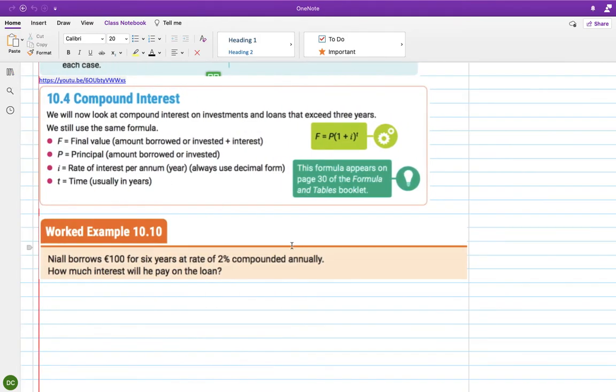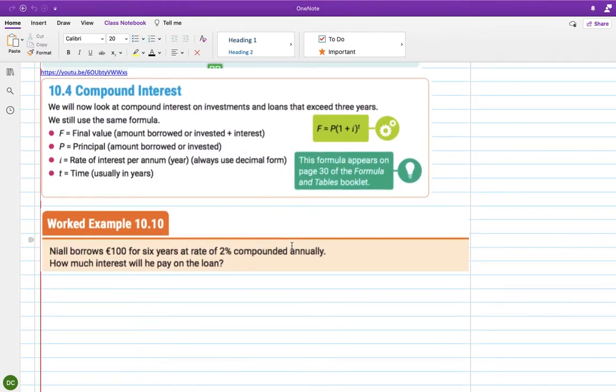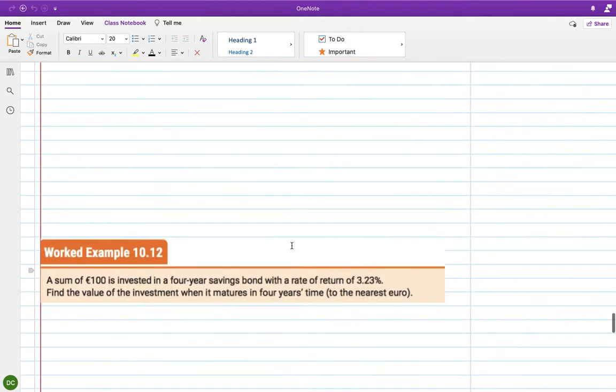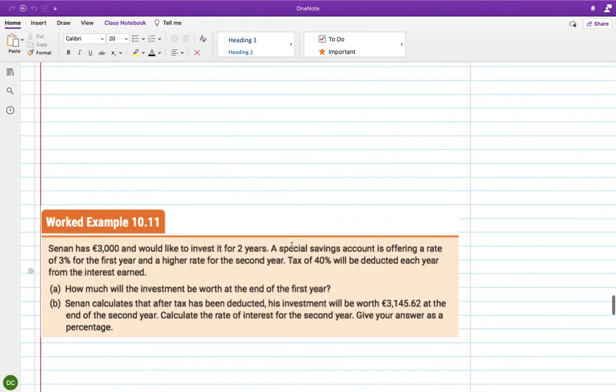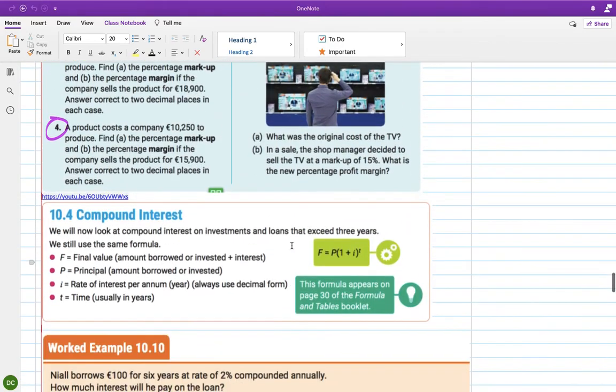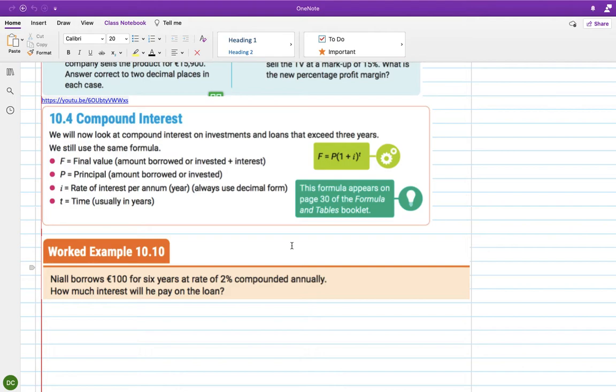Right, so last thing here in this chapter is compound interest. So we did this last week, and I don't think there's much difference to it. For 4 years with a rate of return of 3.3%, find the value of the investment when it matures. Yeah, that's the same thing. Okay, I'll do the middle one just so that I did one.